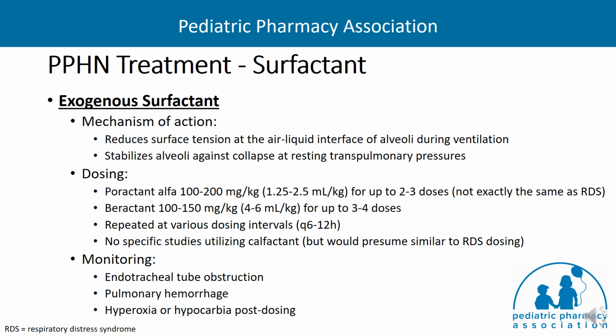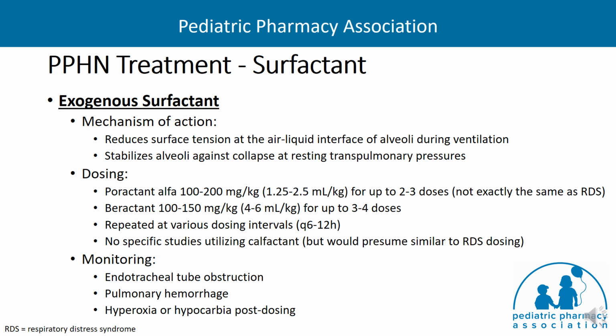Surfactant therapies are available in varying vial sizes. They're administered endotracheally or intratracheally. Dosing has varied in the studies. They're similar-ish to RDS, but with a little bit of variability. So Poractant Alfa, for example, has been studied at a dose of 100 to 200 mg per kg, which is equal to 1.25 to 2.5 mLs per kilo of Poractant Alfa.